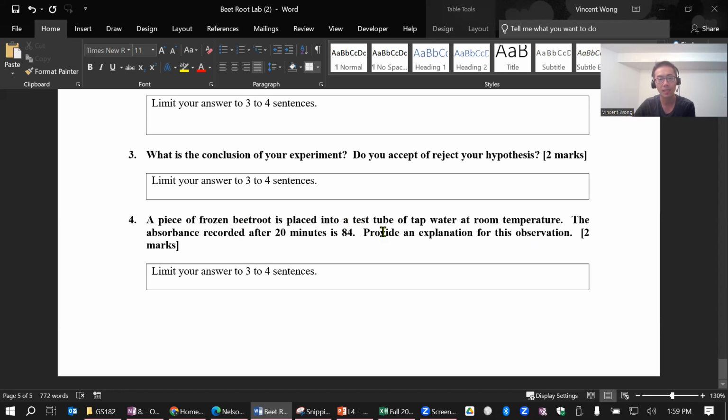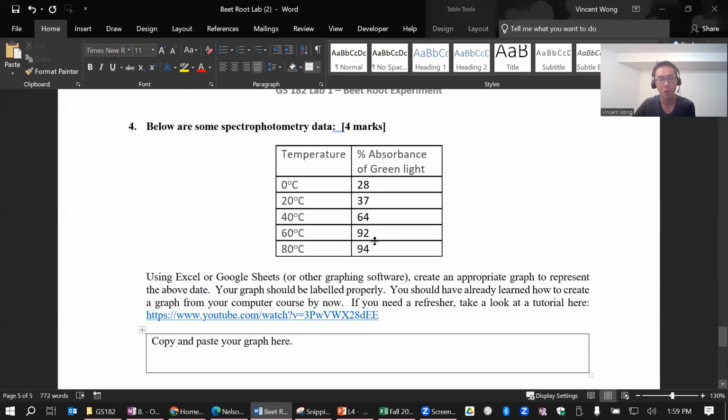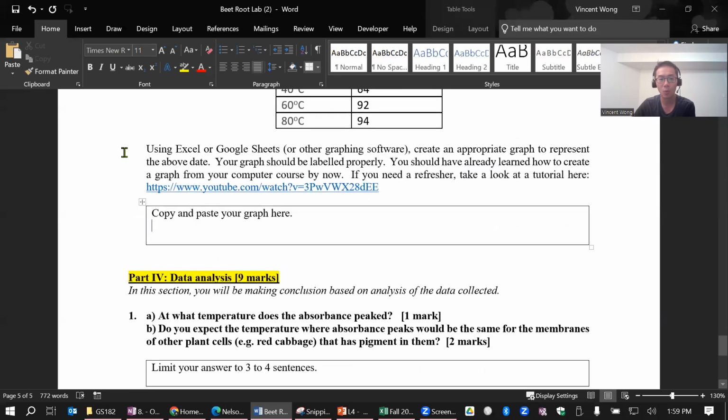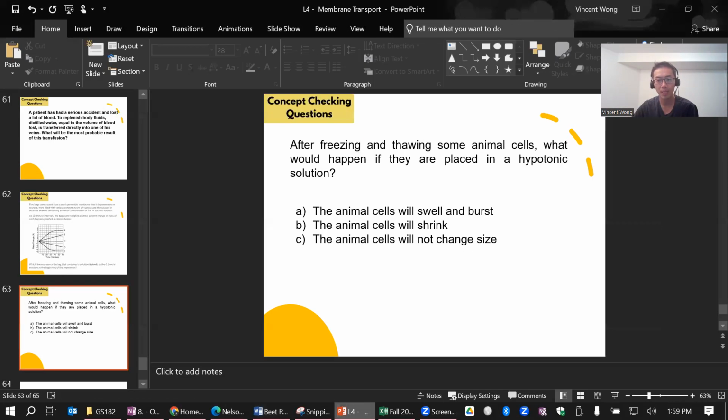So let's see. Absorbance is 84, and if I go up to here, 84 corresponds to maybe around 50 degrees. So why is it that the beetroot is frozen, but the absorbance corresponds to a much higher temperature? Why is this happening? That's the question. Hopefully, using what I told you, you will be able to answer that.